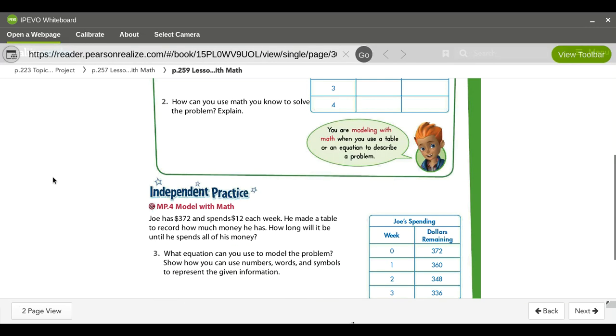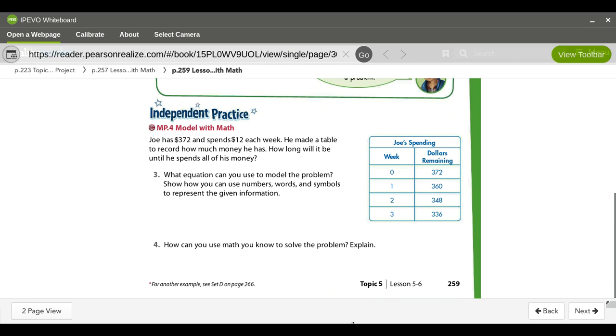So you guys are going to work on your independent practice. You'll notice that the independent practice is going to be very much the same. What's your equation? Show how you can use numbers, symbols, and words to represent the given information. So show me your numbers, symbols, and words here, and then how you used your math to solve that. And then you're going to do your mathematical practices and problem solving on the backside as well, using the soccer cookie sale. You'll use mathematical practices 1, 7, 4, and 5 within that problem.